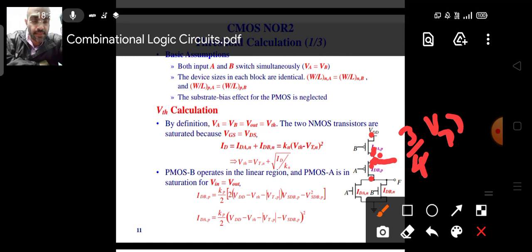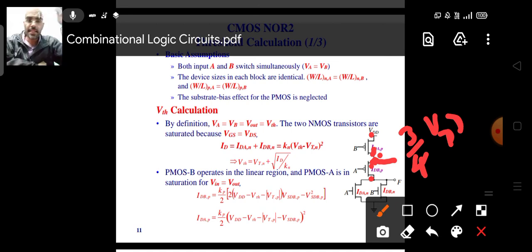Okay, whereas if you want to analyze the upper transistor, let's try to understand that as well. So what will happen in this case? Your B is at VTH. Whereas this gate to source, if you talk, source is at VDD, whereas gate is at VTH. So what is your gate to source voltage? So it is VTH minus VDD.